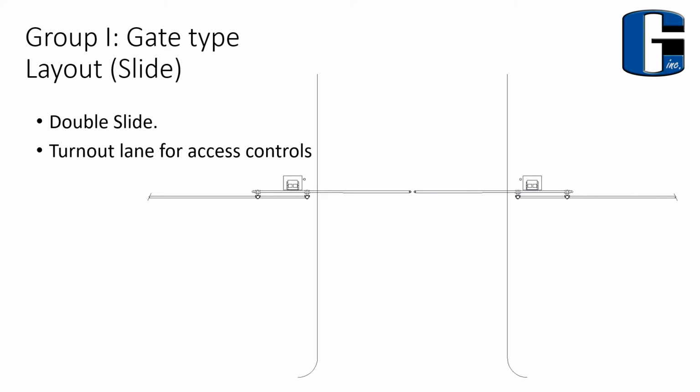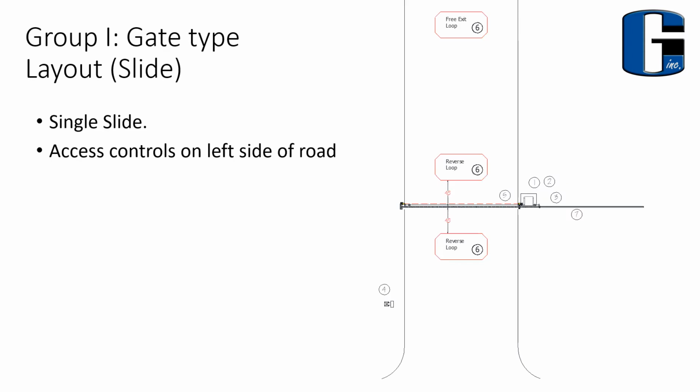Here is another illustration of a double sliding gate system. Here's a single slide gate with the gate operator on the left-hand side. Since our access controls are on the driver's side, we still need to consider conduits and trenching across the driveway and wiring for photo eyes and things like that.